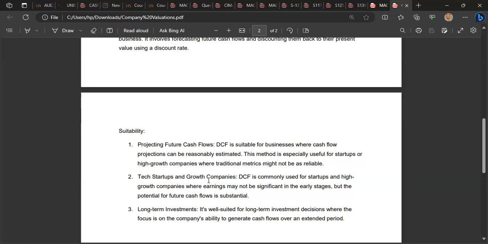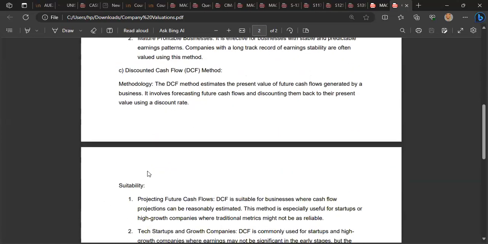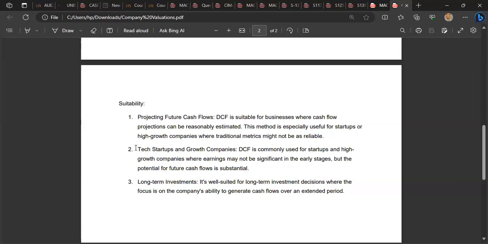Tech startups and growth companies, right? It's commonly used for startups and high growth companies. So it would be good for companies that don't have a history, right? Remember, on earnings multiple, we were saying the company must have a history. Here you can deal with a company that doesn't have a history per se, because you're looking at the future. Remember, it involves forecasting future cash flow payments and then discounting them back using a suitable discounting factor. And then again, long-term investment.